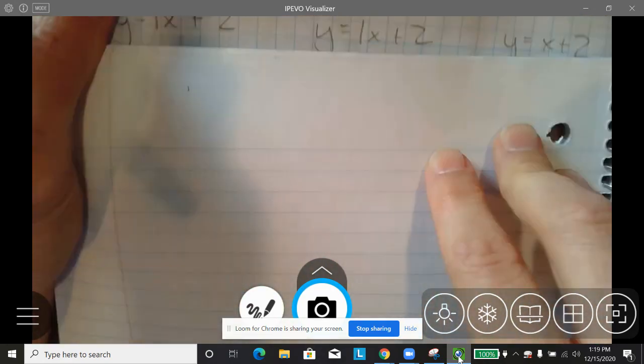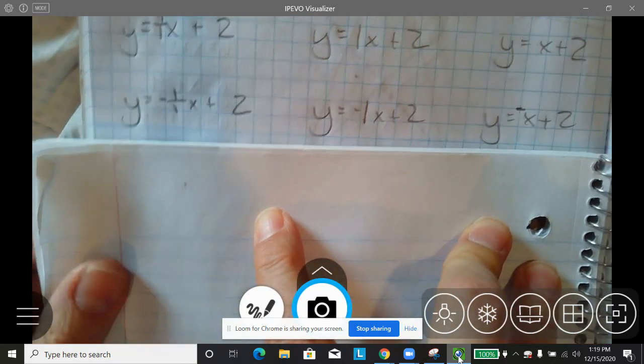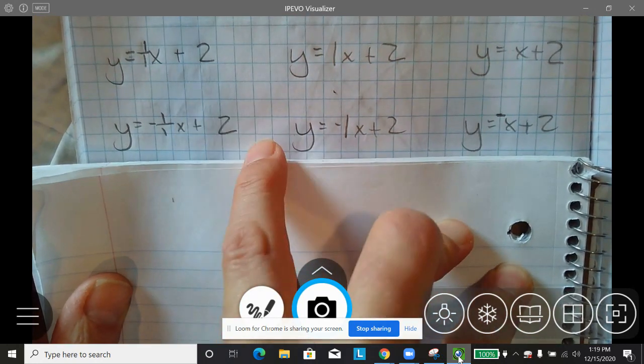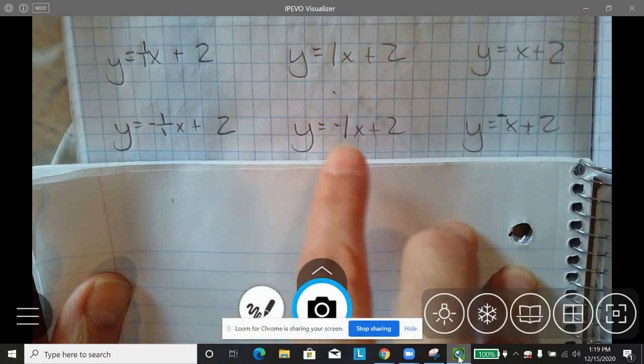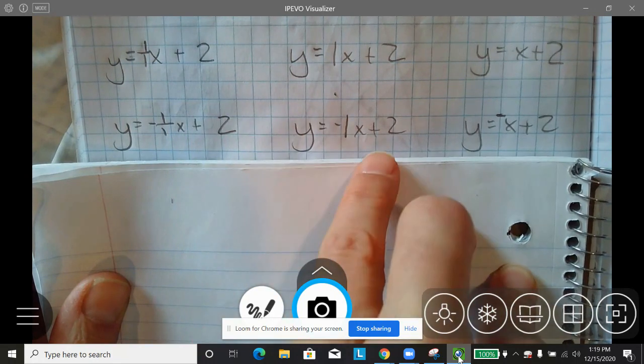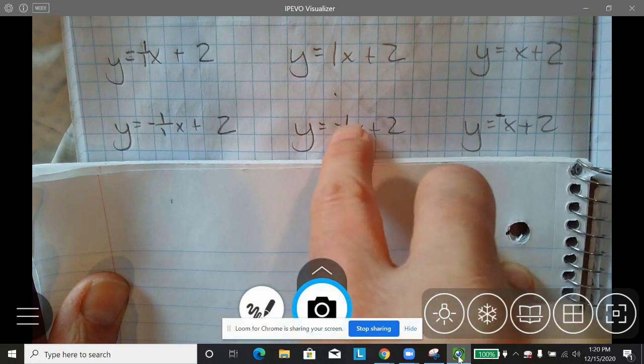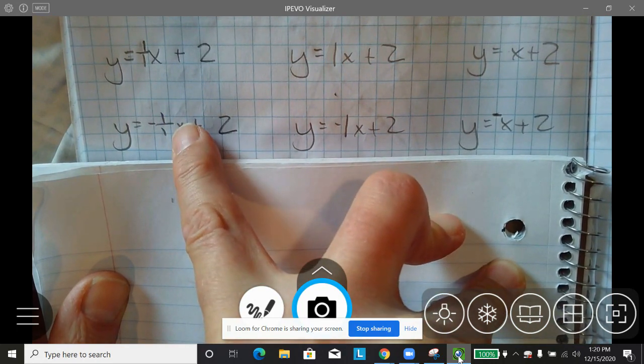All right. Next equation we're going to graph is negative 1 over 1 x plus 2. So the slope here is going to go down 1 over 1. The y-intercept is going to be 0, 2. And since negative 1 divided by 1 is negative 1, you could write it like this. Sometimes you'll see negative 1 times x plus 2. That really means negative 1 divided by 1.